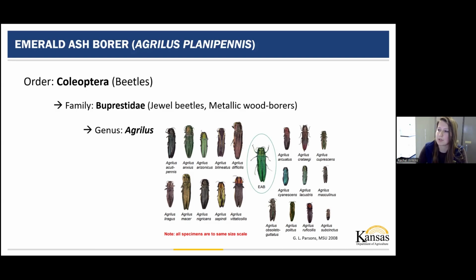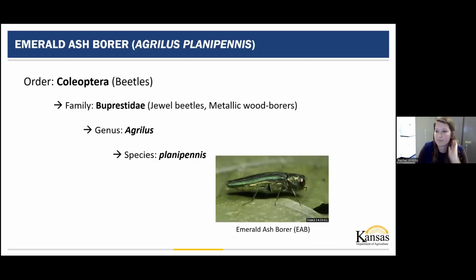Looking at emerald ash borer in the middle of that photo there, you can see that a lot of the species surrounding it look very similar. So EAB can easily get confused with other Agrilus species. And then finally, we're down to the species level. Planipennis, that specifically describes emerald ash borer, or EAB, as I will be referring to it throughout this presentation.